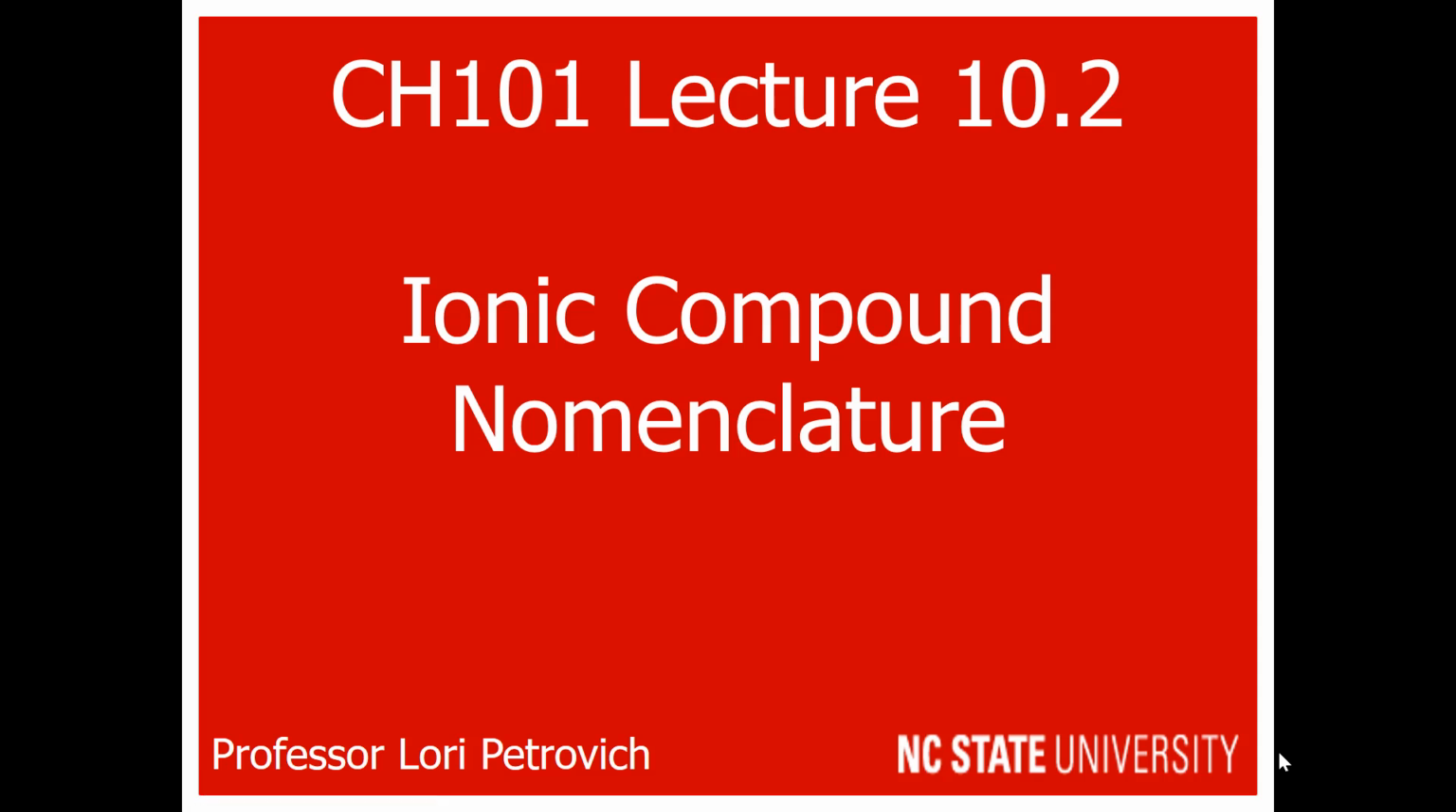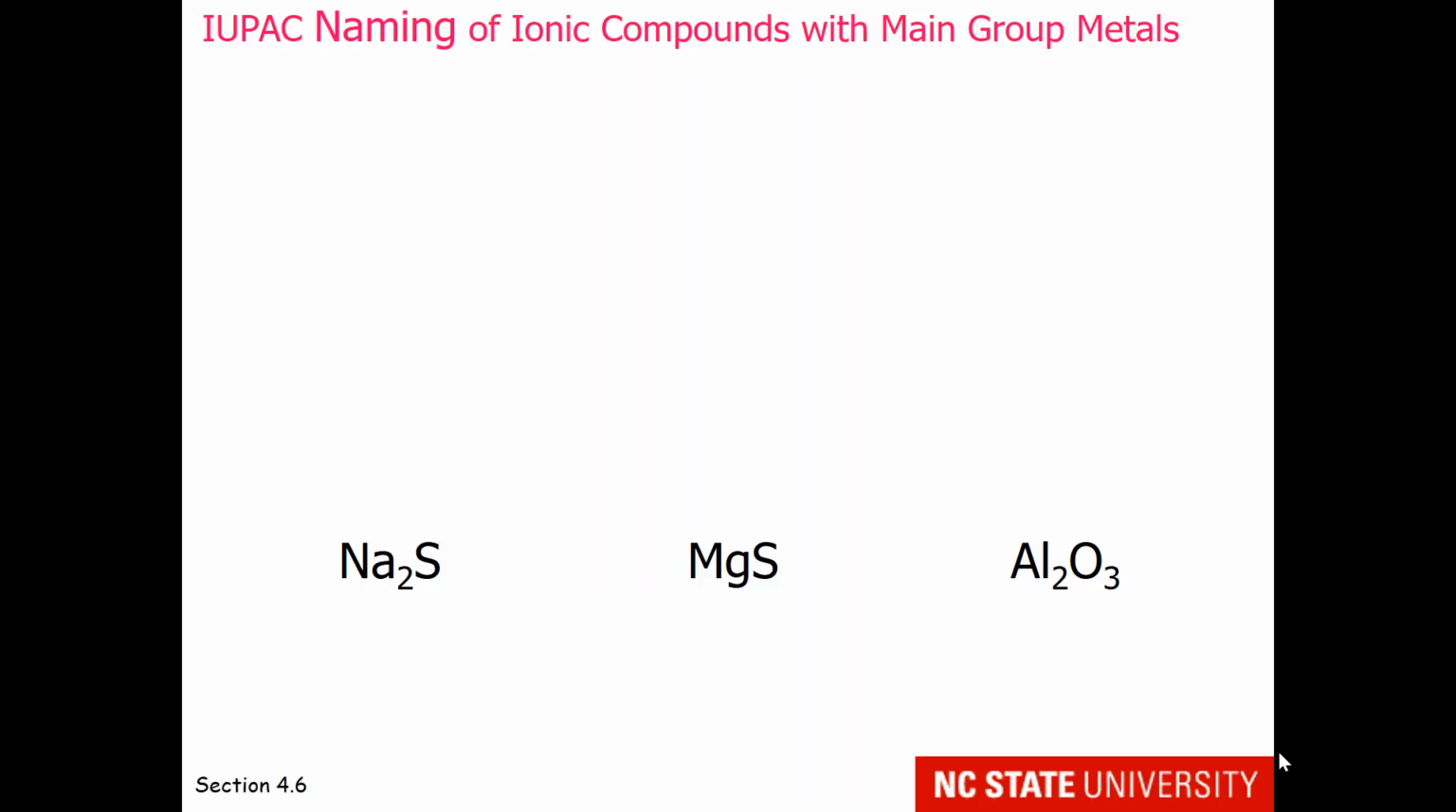Now that we have the pieces, we can look at naming of an entire ionic compound. Nomenclature is another word for naming. We'll start with the easiest, IUPAC naming of ionic compounds with main group metals. Remember, the main group metals are those in columns 1, 2, and aluminium on the periodic table.